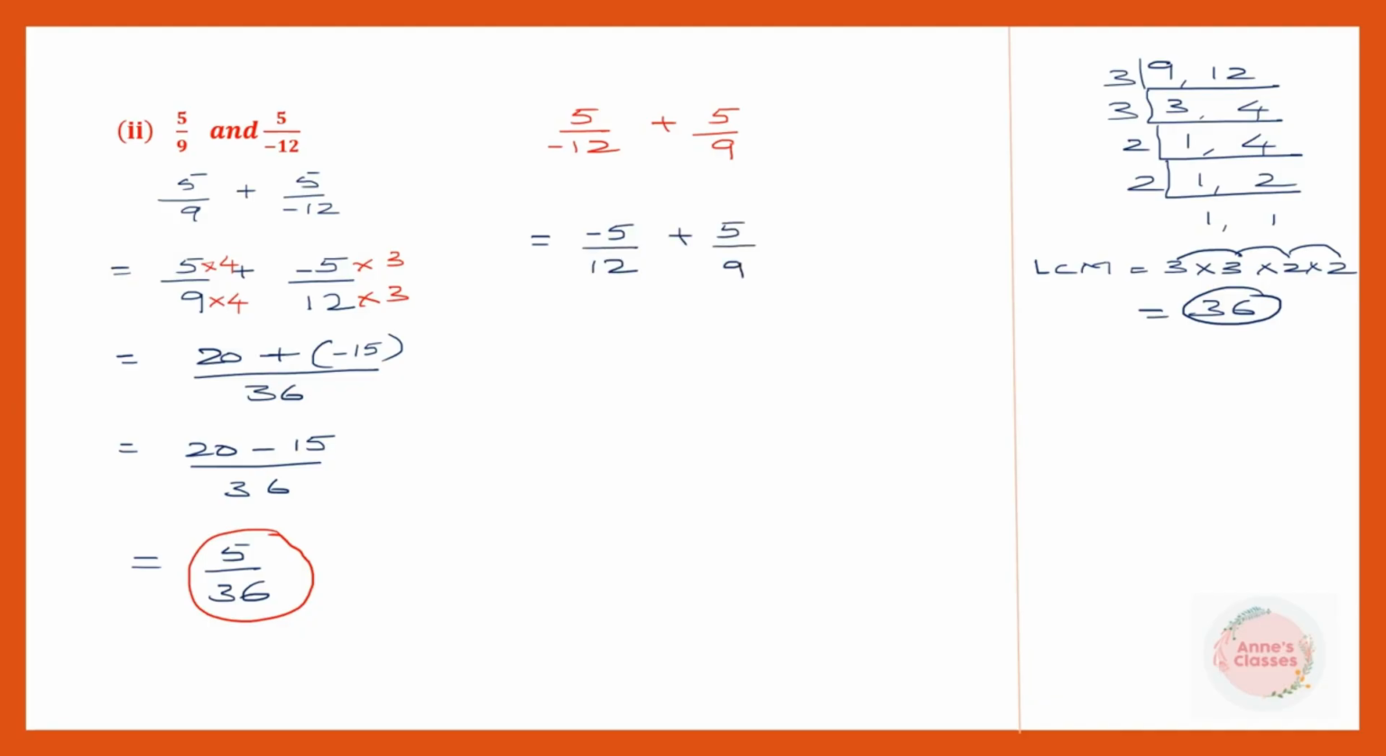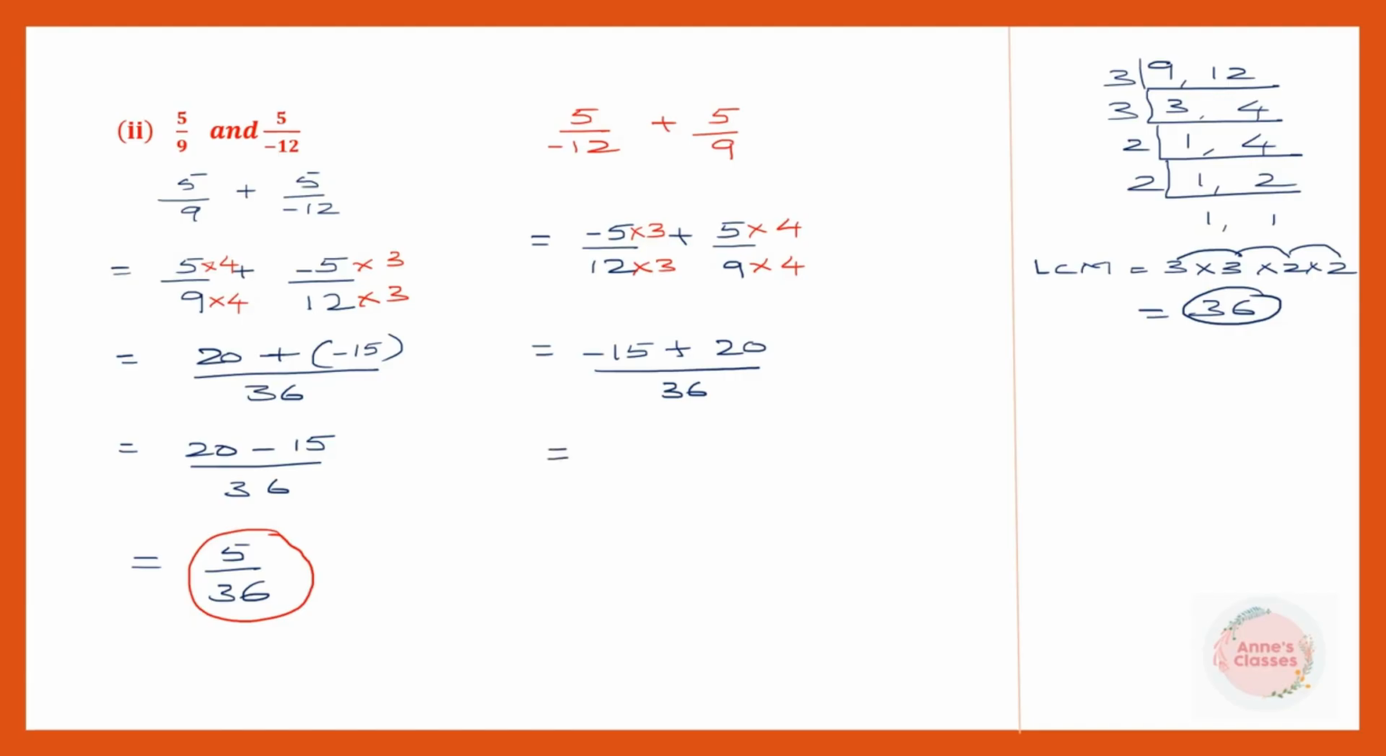Now we have to find the LCM of 12 and 9 which we have already found and it is 36. Now look at the first denominator here, it's 12. So 12 threes are 36. So multiply minus 5 by 3. Minus 5 into 3 is minus 15 plus the next rational number, denominator is 9. 9 fours are 36. So 5 into 4. 5 fours are 20. So here what do we have? Minus 15 plus 20.